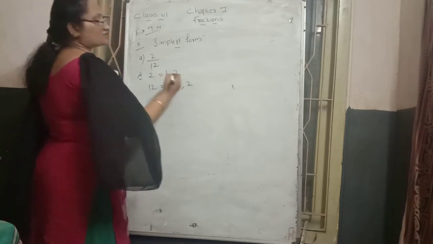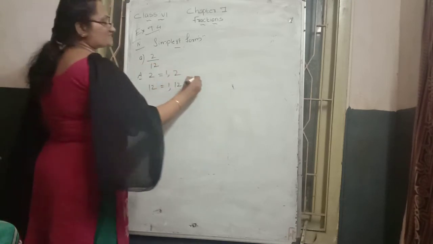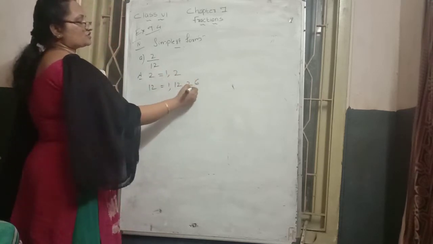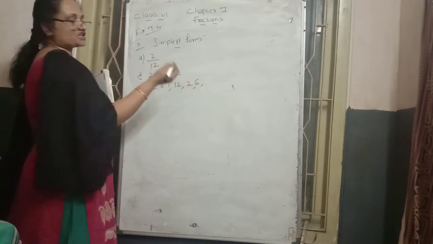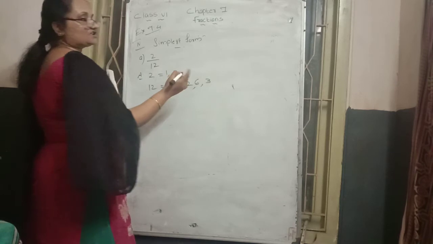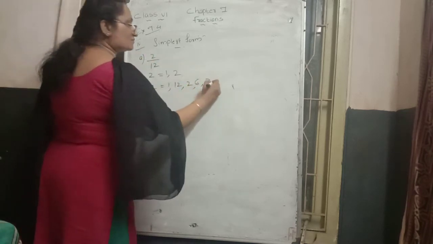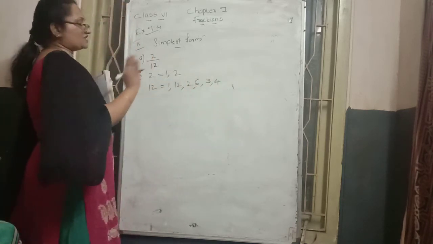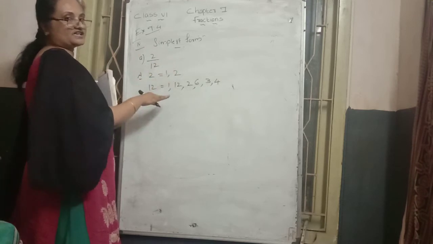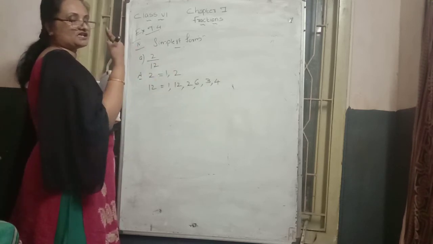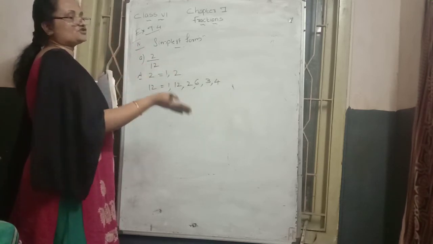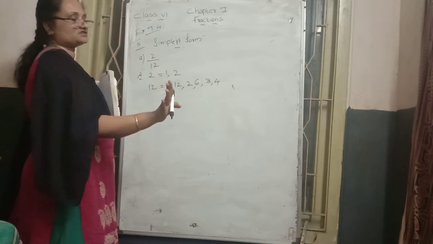Next, 2 table: 2 6s are 12, that's why 6 table also. Next, 3 table is also possible: 3 4s are 12, that's why 4 table also. 5 table is not possible, 6 table is already completed. 7 table not there, 8 table not there, 9 table not there. Up to 10 table is enough for checking.